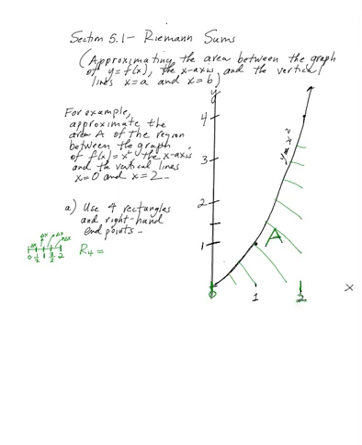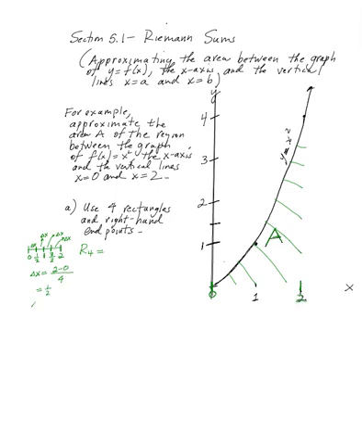I have 4 subintervals. I've divided my longer interval 0 to 2 into 4 subintervals. Delta x, the width of each subinterval, is just 2 minus 0, the width of the whole interval, divided into 4 equal parts. So I get a half. So again, 1/2, 2 halves, 3 halves, 4 halves.